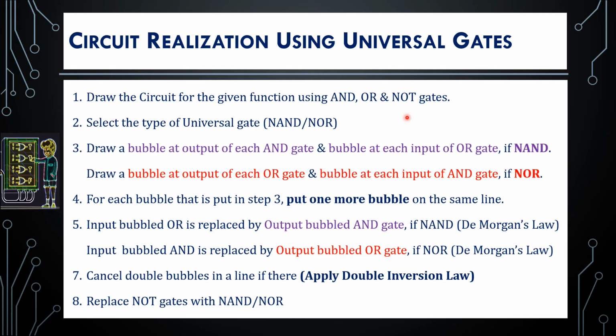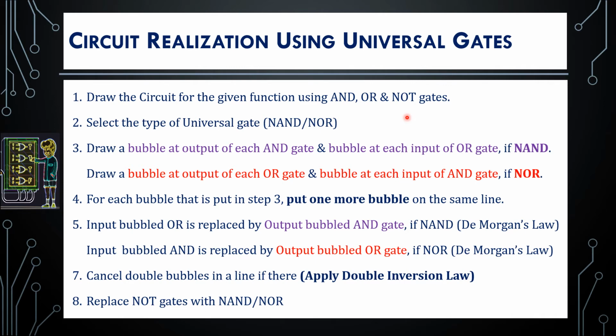If you are given a Boolean expression or a circuit in AOI logic, we need to implement that circuit or the expression using universal gates, because these universal gates are more economical, or less expensive, when compared to the AND, OR and inverter gates. So we prefer these universal gates for circuit realization of any Boolean function. So we need to know the procedure for designing the circuits using these universal gates. Now let's look into the procedure for that.